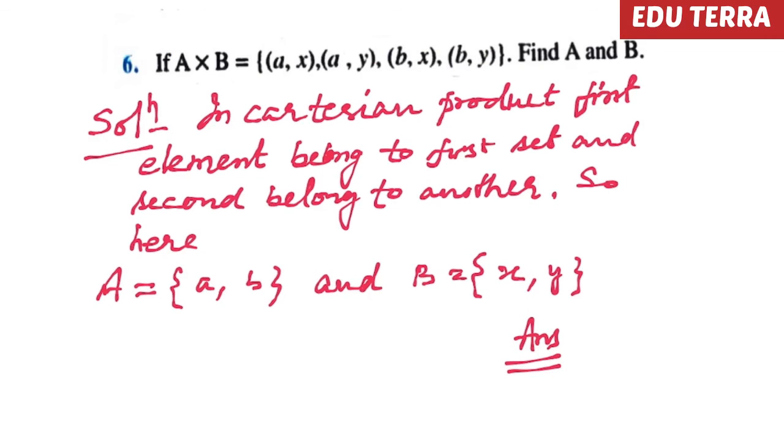Question number 6. If A cross B equals {(a, x), (a, y), (b, x), (b, y)}, find A and B. So it is very simple, I have written it and will explain it. In a Cartesian product, the first element belongs to the first set and the second belongs to the other, meaning the second set.